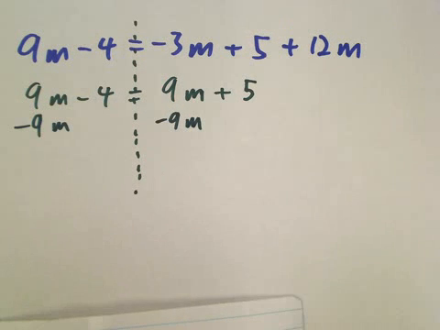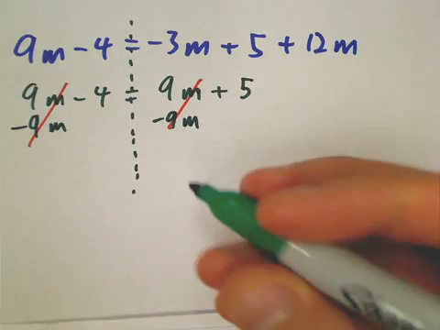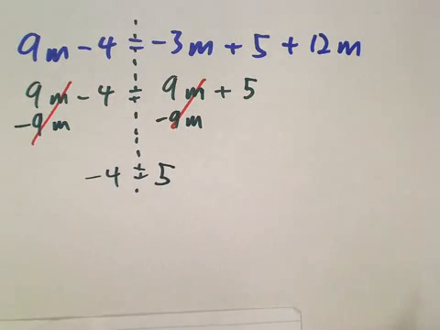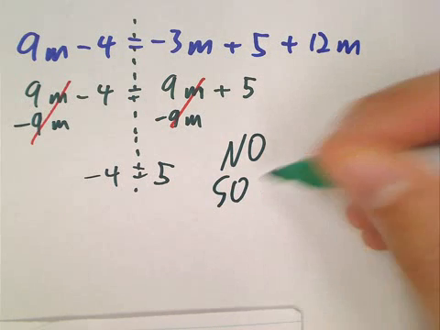And what do I get then? Well, those will cancel, and those will cancel. And so I just have negative 4 equals 5. Now this is ridiculous. No solution.